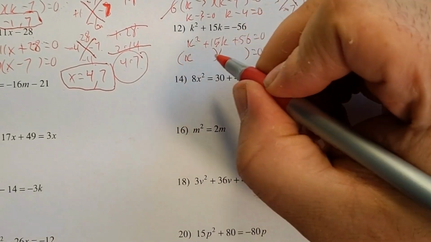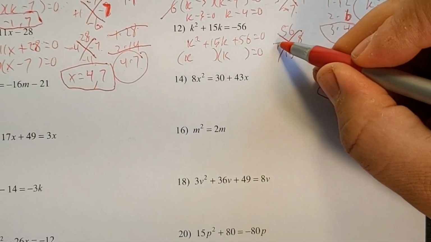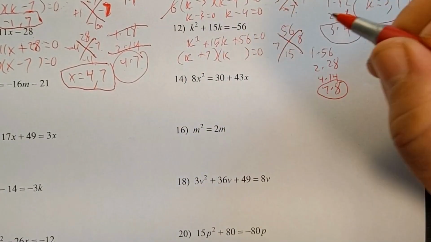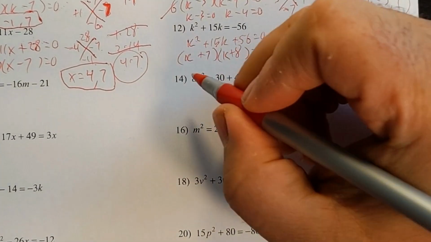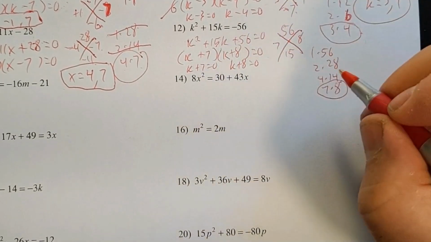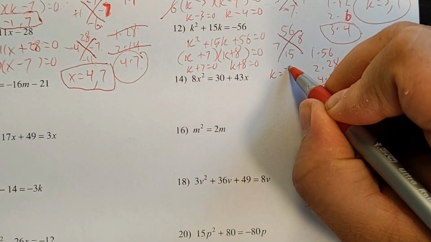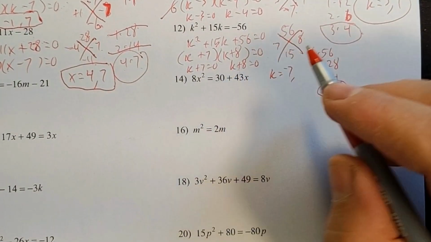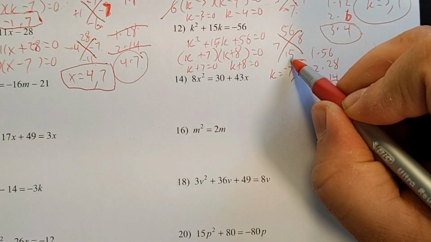K squared gets split to make our first term. The 7 and the 8 become our second terms. Set them equal to 0. If we subtract 7 from both sides, one of our answers is negative 7. If we subtract 8 from both sides, the other answer is a negative 8.